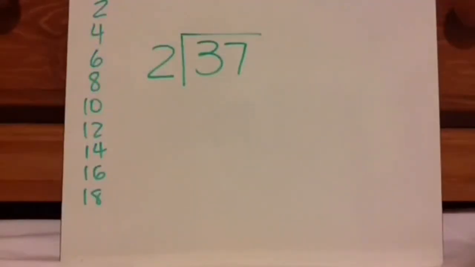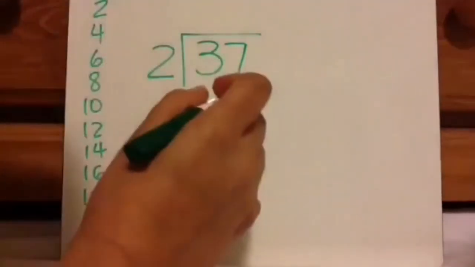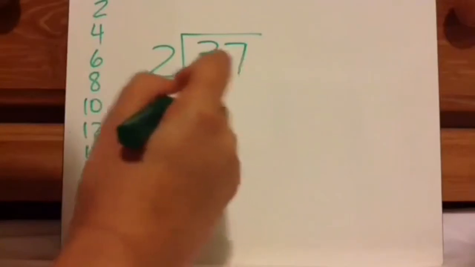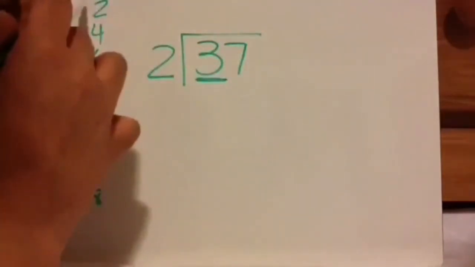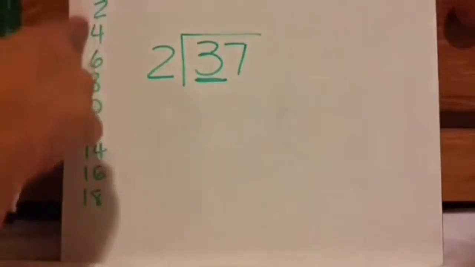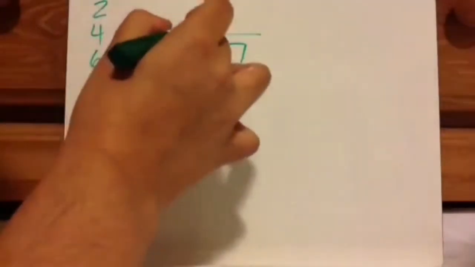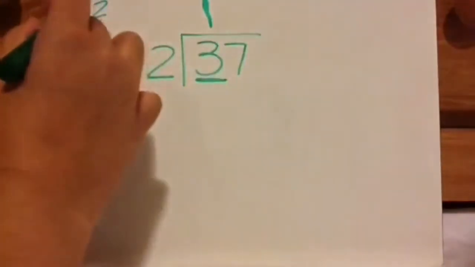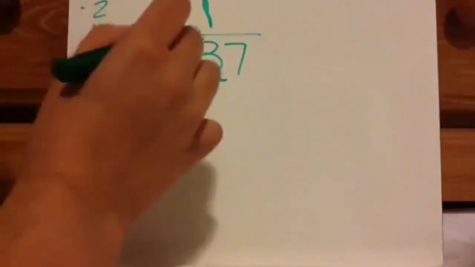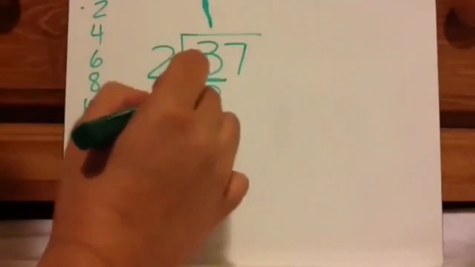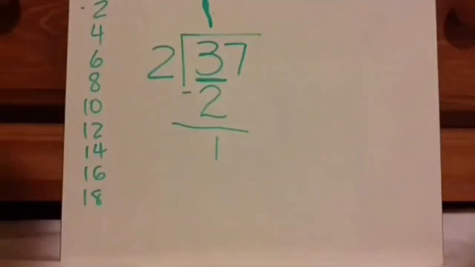Okay, let's look at this. Here, you're going to go through the steps twice, so it's really important that you master the first few clips of video I showed you before you look at this video. So now you're not going to do 2 goes into 37. You're going to do 2 goes into 3. So 2 goes into 3 one time, because this is the closest to 3 without going over. So 2 times 1 is 2. 3 minus 2 is 1.